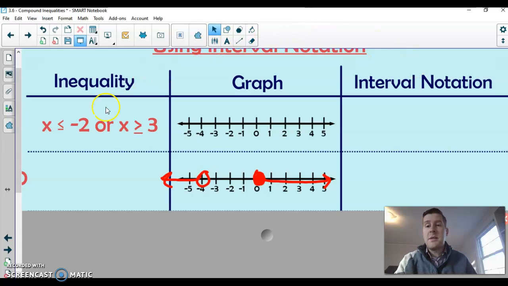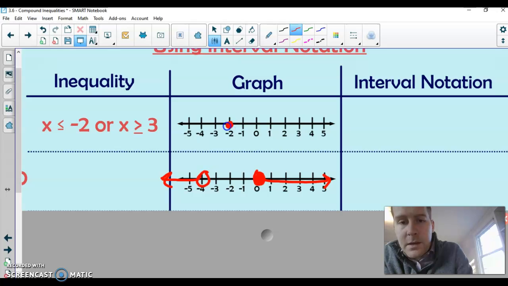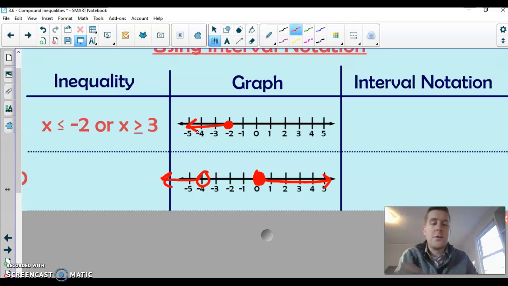So I'm going to take this first inequality here and quickly graph this. x is less than or equal to -2, or x is greater than or equal to 3. I'm going to graph both parts of that because we know it's an OR compound inequality, so our graph has two parts to it. I'm going to start by graphing x is less than or equal to -2. Less than or equal to tells me I have a closed circle at -2. And since x is less than that, I want to show all the numbers that are smaller than -2. There'd be my solutions to the first part of the inequality.